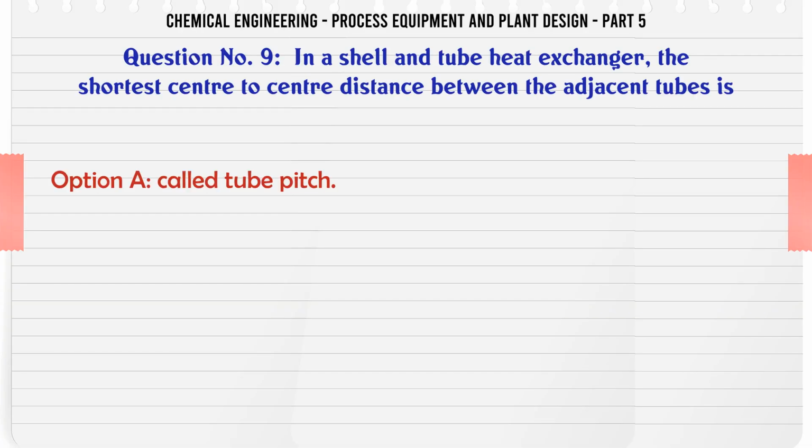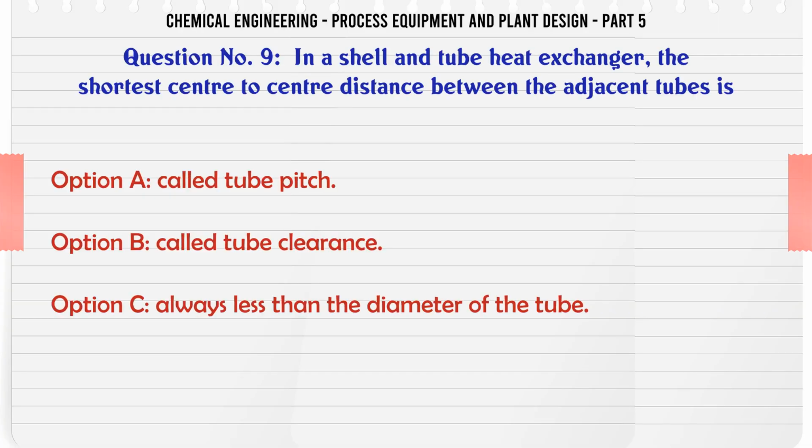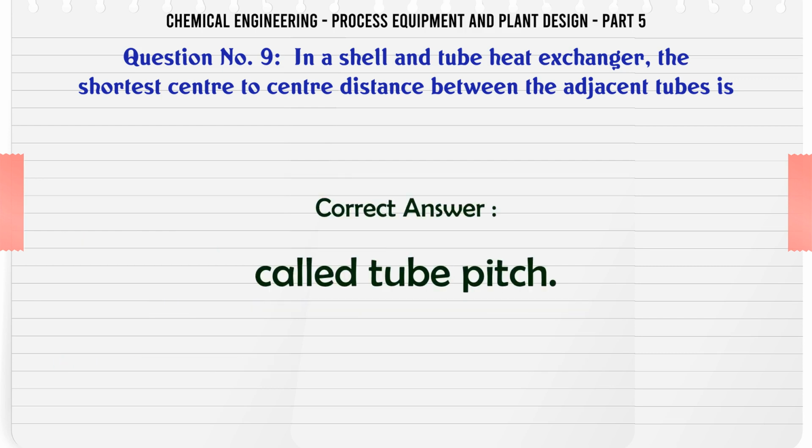In a shell and tube heat exchanger, the shortest center-to-center distance between the adjacent tubes is A. called tube pitch, B. called tube clearance, C. always less than the diameter of the tube, D. none of these. The correct answer is called tube pitch.